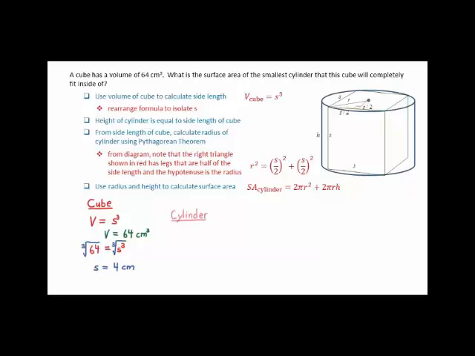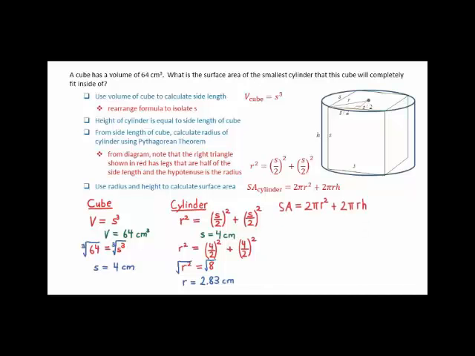For the cylinder, R squared equals S over 2 squared plus S over 2 squared. We now know that S is equal to 4 centimeters. Substituting this in, we find R squared equals 8. Taking the square root of both sides, we get a radius of 2.83 centimeters.